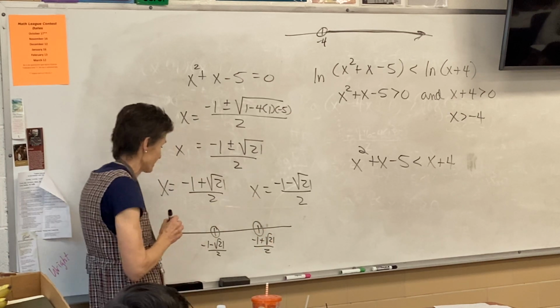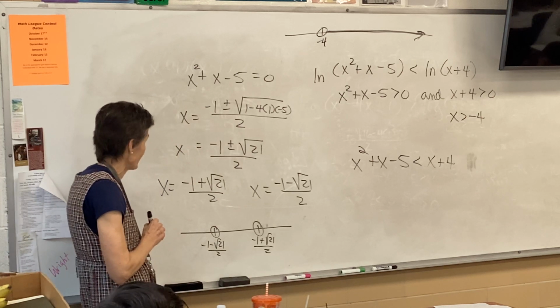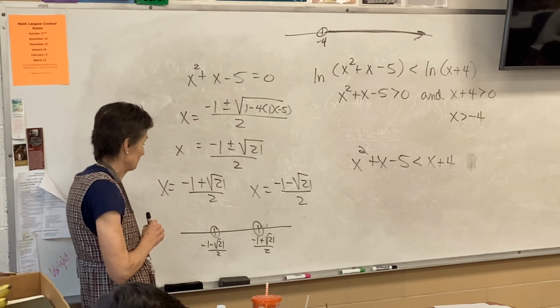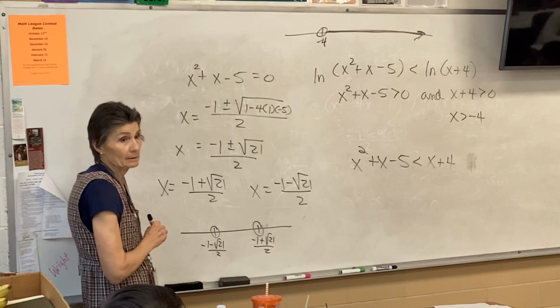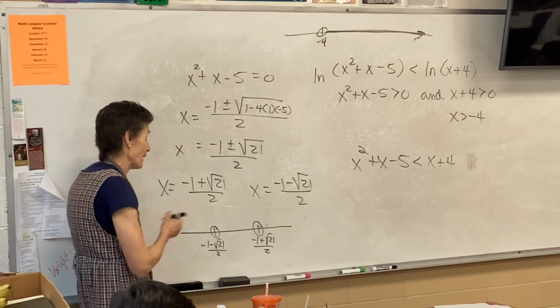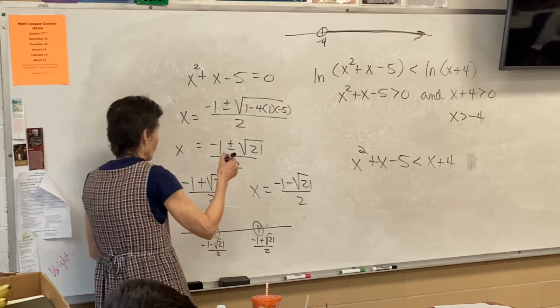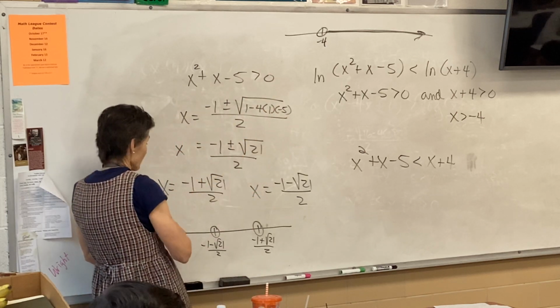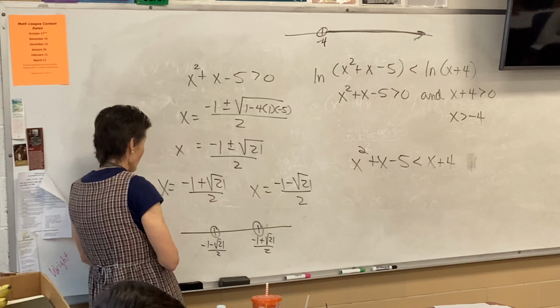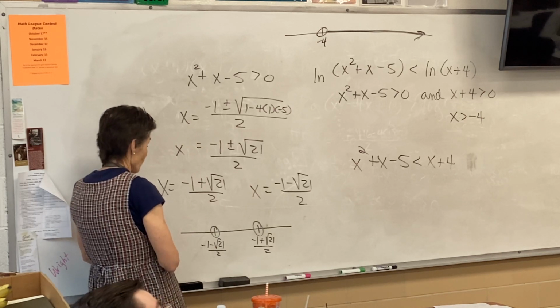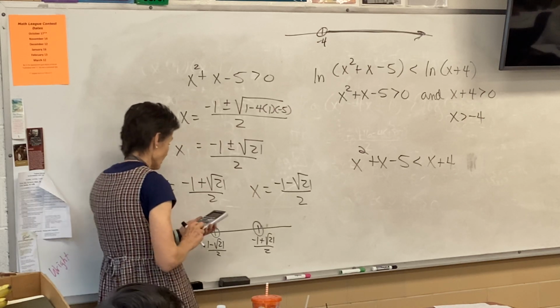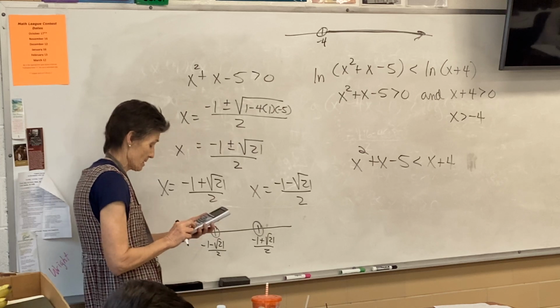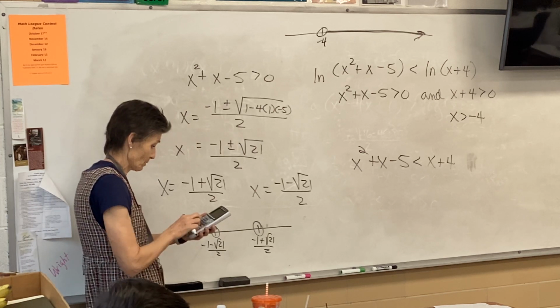Getting depressed. Is this what you guys are getting? I mean, did I make a mistake? I hope. Is that what you got? Alright, well, I gotta figure out where I need this to be positive. So I gotta figure out where this thing's gonna be positive. So I'm gonna go ahead and get decimals for those guys, so I know where to put them on my number line.